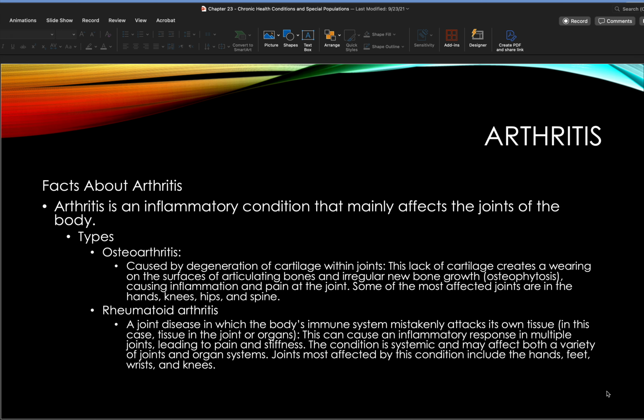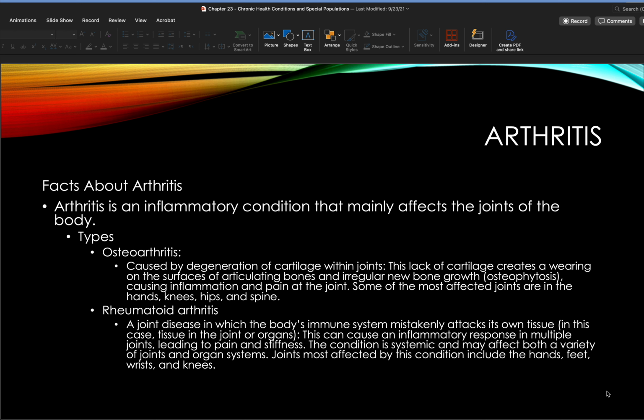Arthritis, inflammatory joint condition. You can have osteo or rheumatoid. So basically what ends up happening is osteoarthritis is usually a lack of cartilage or a deterioration or a degeneration of cartilage. And what ends up happening is you end up having the inflammation of that affected area. What you could end up with too is new growth sites, which, what ends up happening is that inflammation takes over and your joint becomes so painful that you have a hard time moving in general.